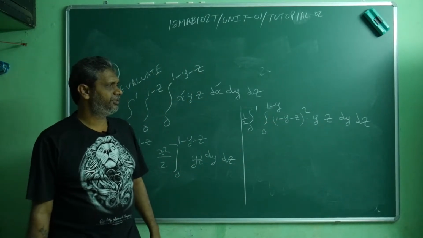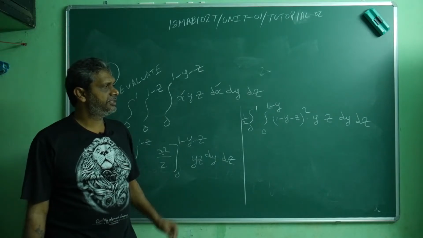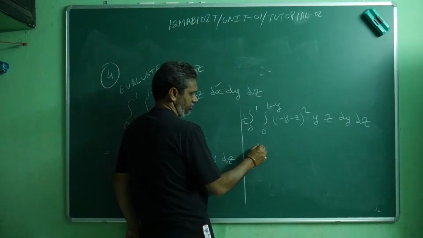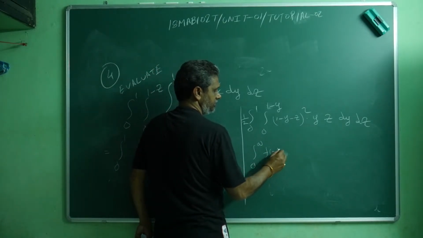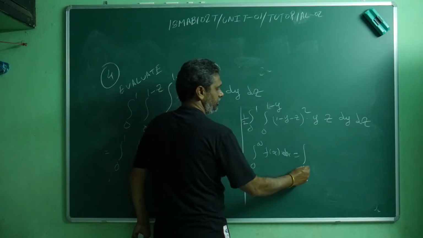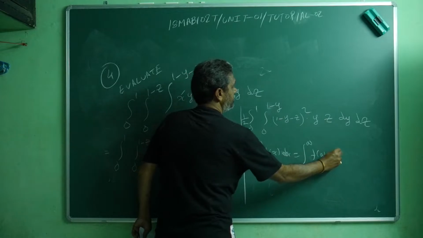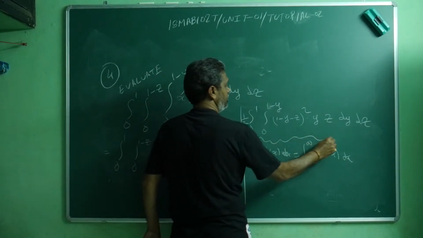Instead of doing that, already in our school studies you studied a few properties of integration. This is your very familiar property. Integral 0 to a f of x dx is equal to, how can I write? Integral 0 to a f of a minus x dx. This proof you already did at your +1 level.